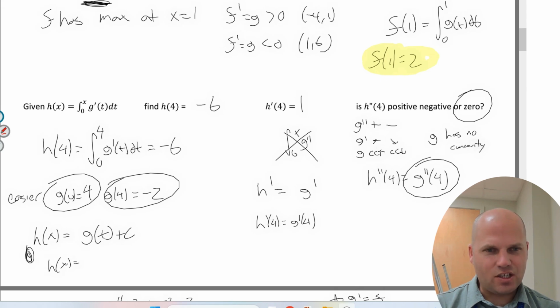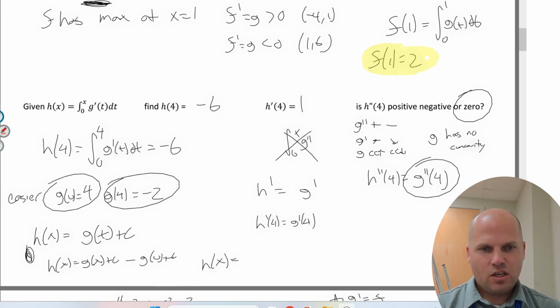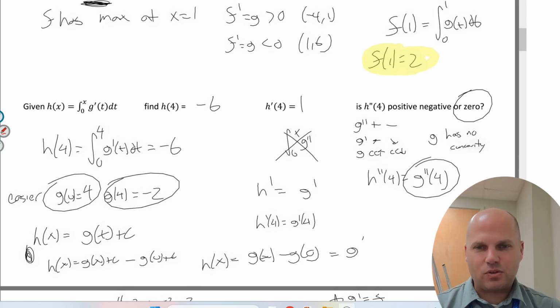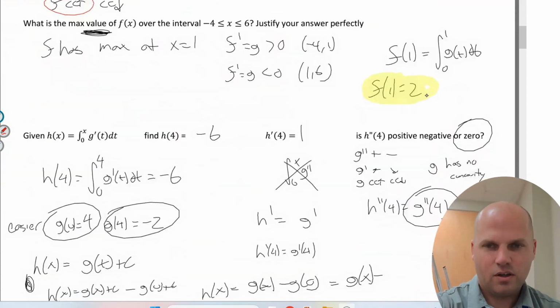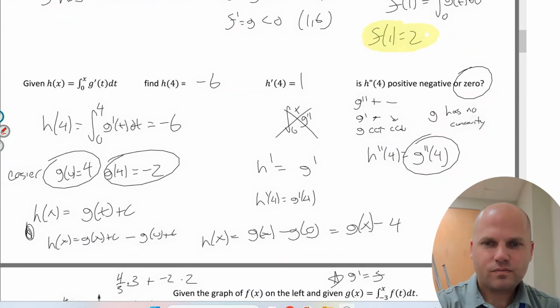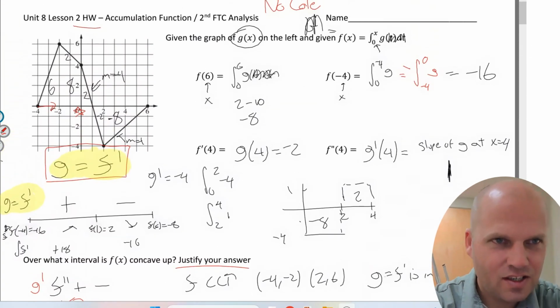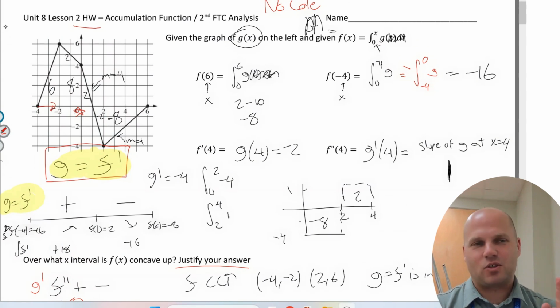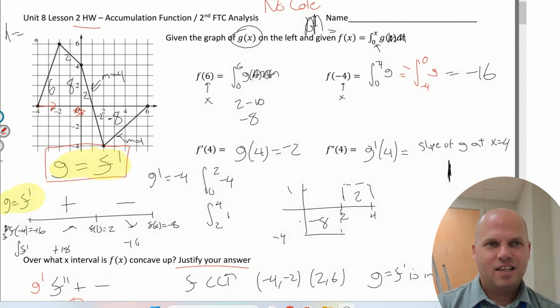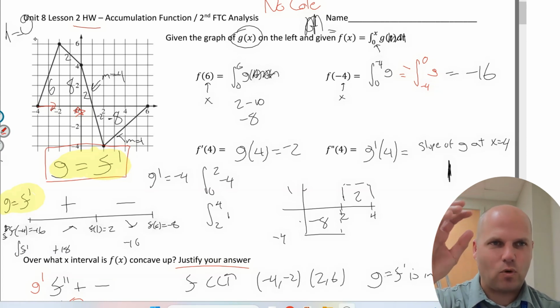We get that h equals g of x plus c minus g of 0 plus c. The c's will go away. h equals g of x minus g of 0, and g of 0 is 4. This is very similar to what we're going to see next class: h is the same as g shifted down 4 units.